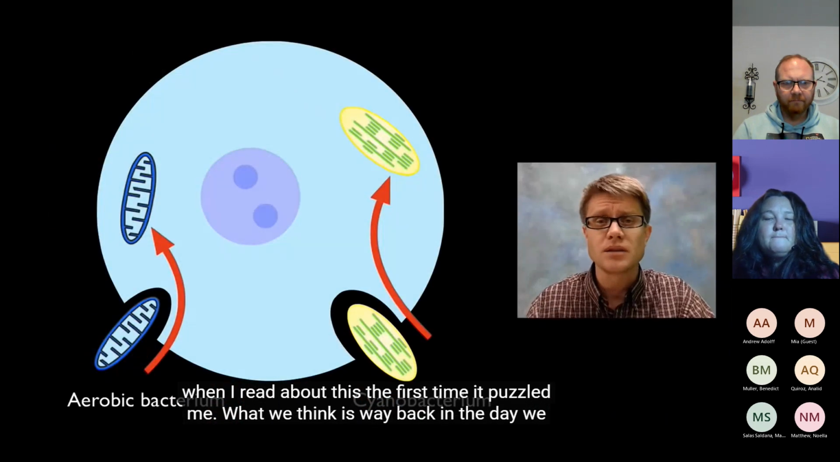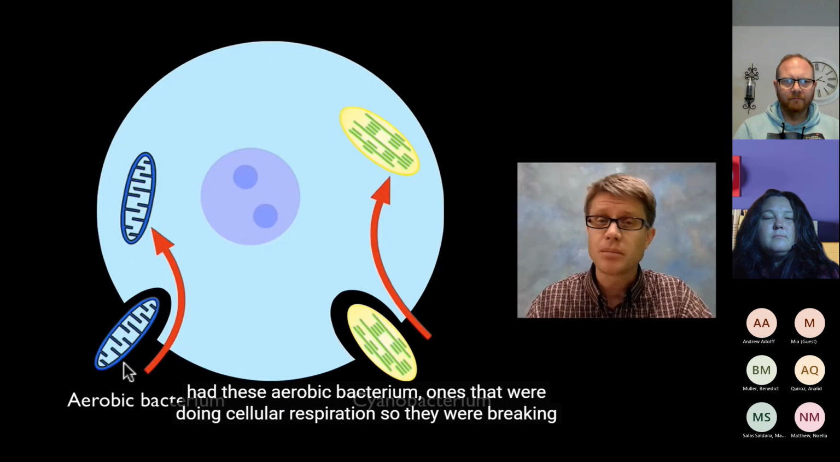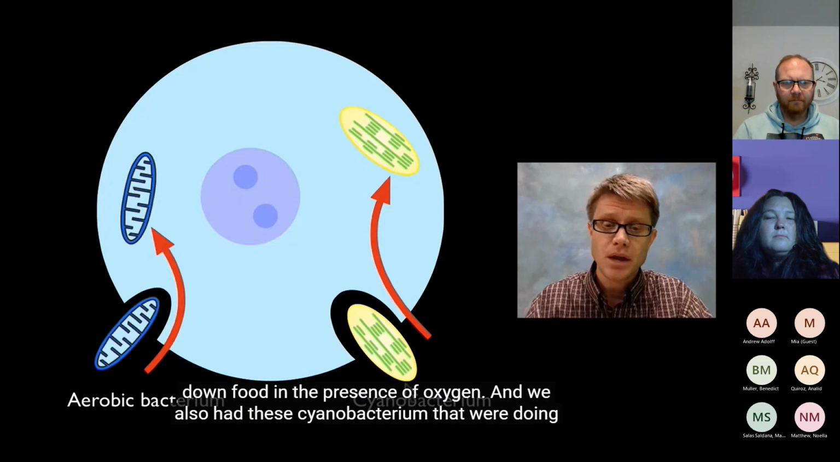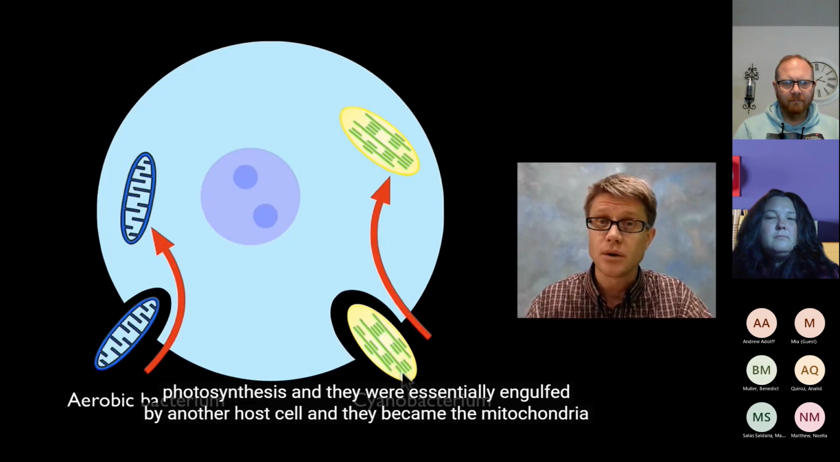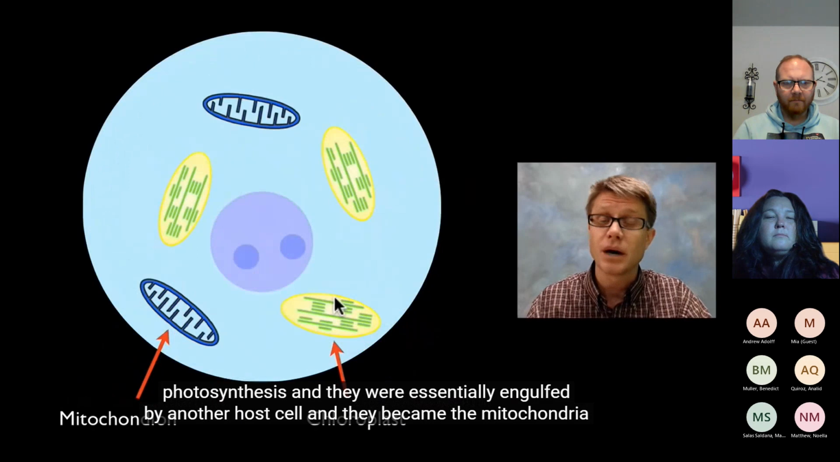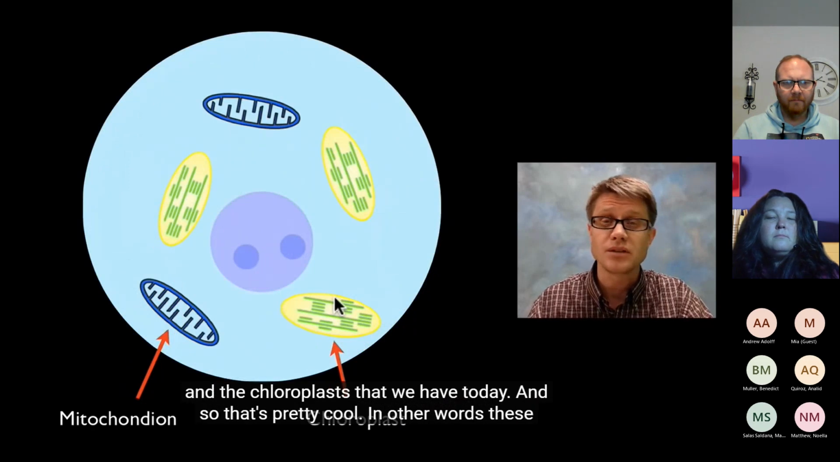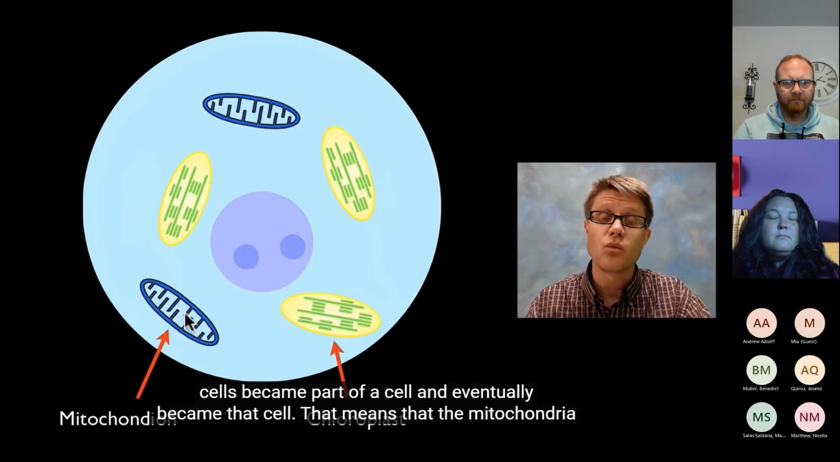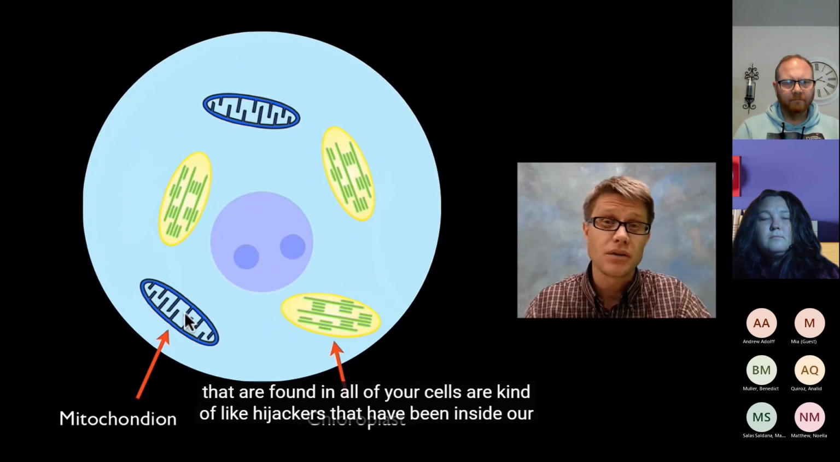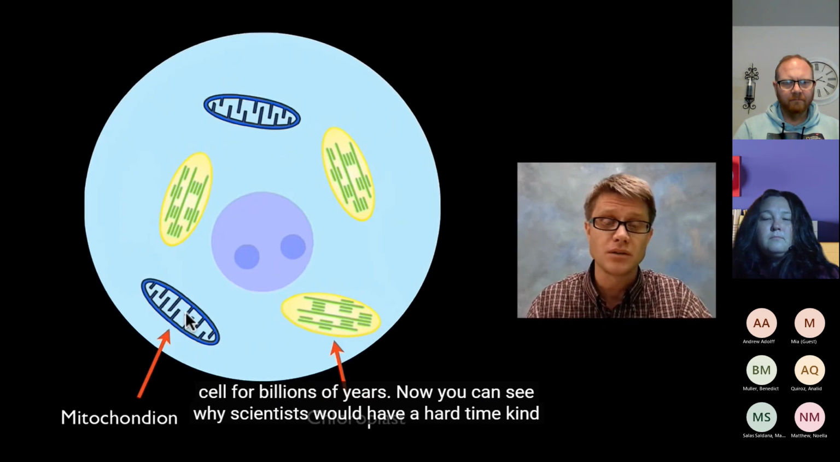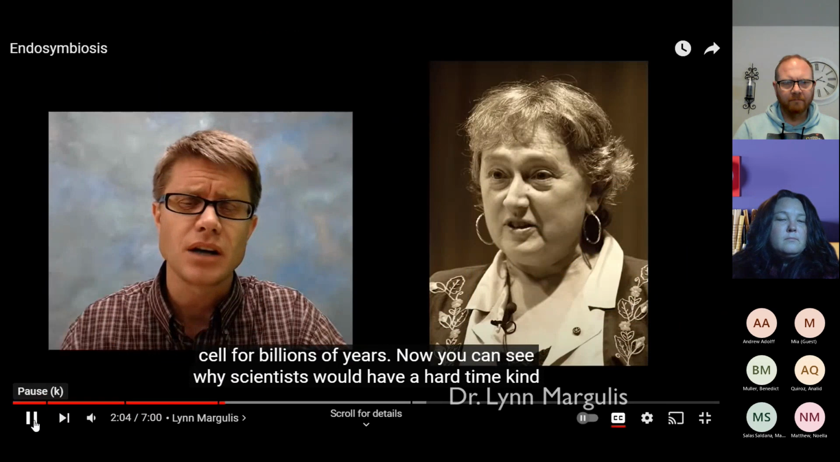Well, basically, when I read about this the first time, it puzzled me. What we think is way back in the day, we had these aerobic bacterium, ones that were doing cellular respiration, so they were breaking down food in the presence of oxygen. We also had these cyanobacterium that were doing photosynthesis, and they were essentially engulfed by another host cell, and they became the mitochondria and the chloroplasts that we have today. And so that's pretty cool. In other words, these cells became part of a cell and eventually became that cell. That means that the mitochondria that are found in all of your cells are kind of like hijackers that have been inside our cell for billions of years. Now you can see why scientists would have a hard time.